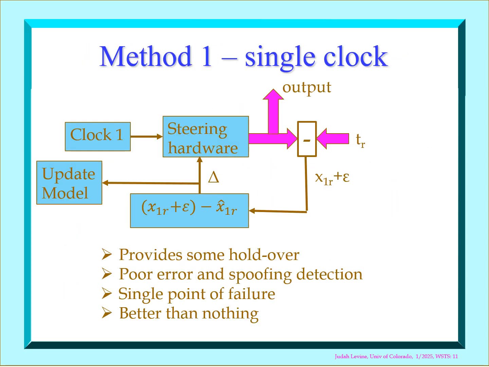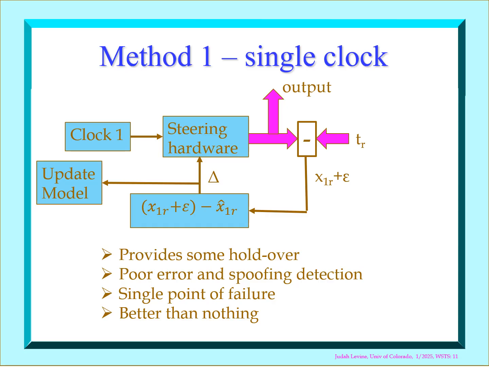Now let's turn to a few examples. The first example is the simplest one, in which I have one clock, clock 1, and I'm going to steer it to some reference. So I measure the difference between clock 1 and its reference time, and I get x1r plus epsilon. That is, I measure the difference in time plus noise. I feed that into what I expected. I take the difference between the measurement plus noise that I got and what I expected, and that difference is used to generate a steering correction.